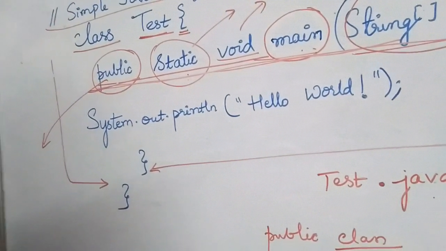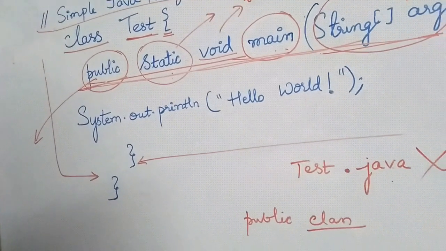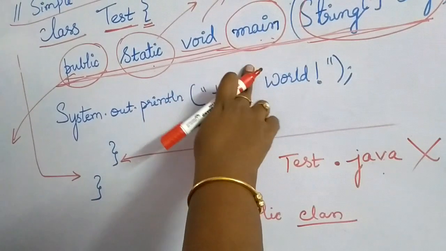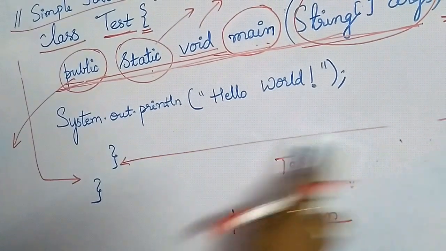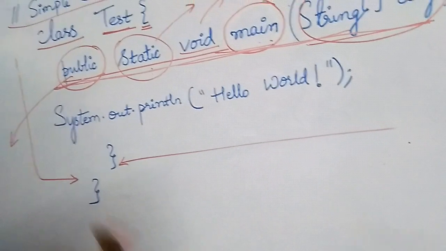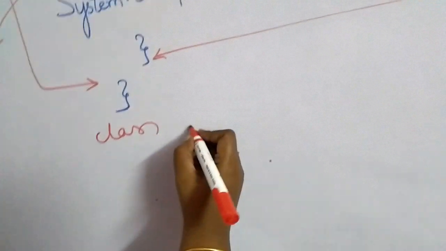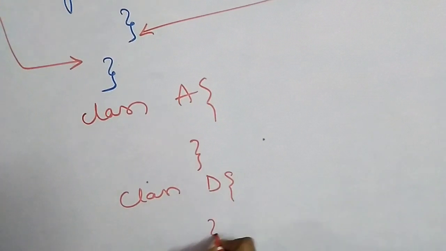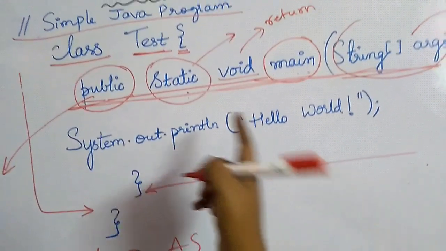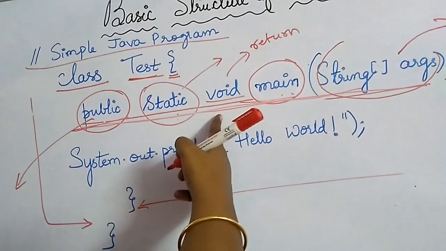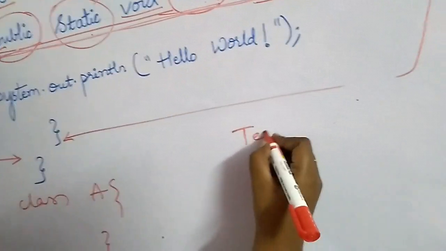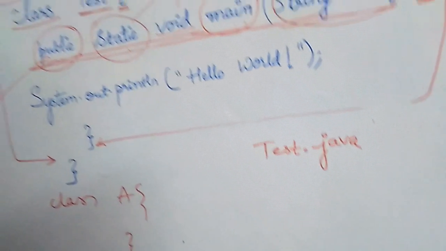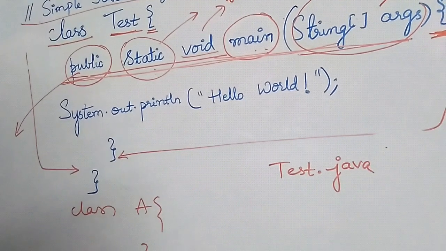To avoid this kind of confusion, we generally tell the students that the name of the file should be the name of the class in which there is the main method. Say for example, I am having many classes. I can have another class over here which is A, and I can have another class which is D and all that. But I will be naming the file after the class which includes the main method. So the name of the file should be test.java. If it is not a public class, it can be anything. I want this to be very clear.